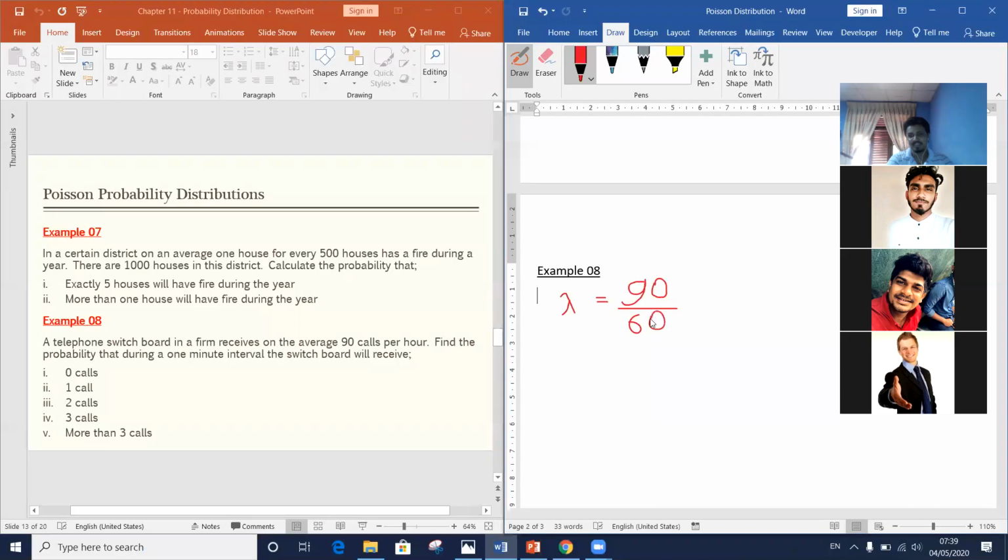60. Okay. It means per minute how many calls will be there on an average? 1.5. 1.5 should be our lambda value, not 90. 90 is for an hour, per hour, right? Per minute is what we need.